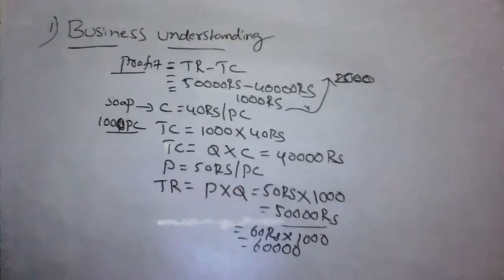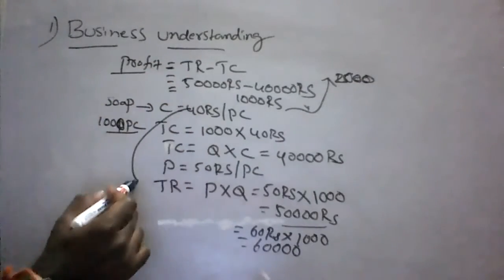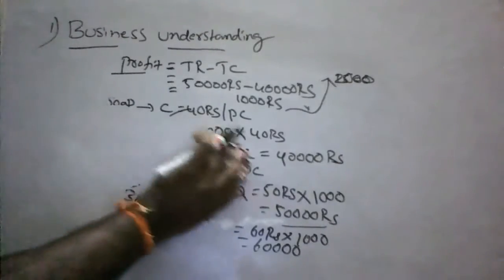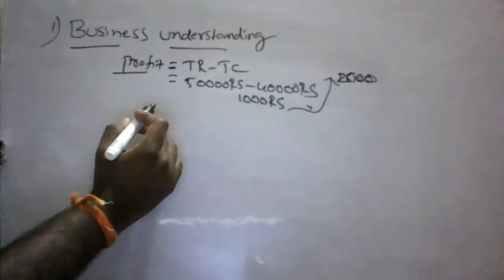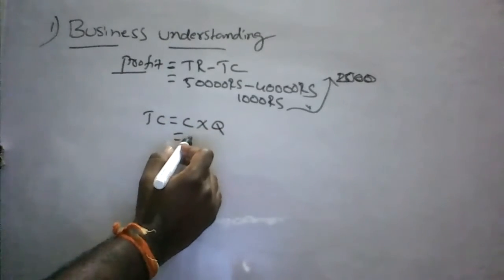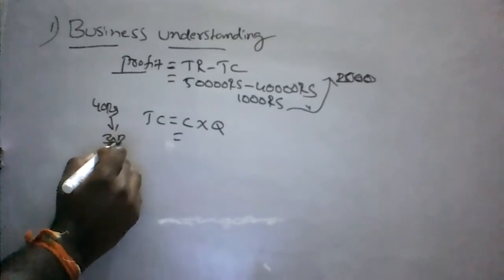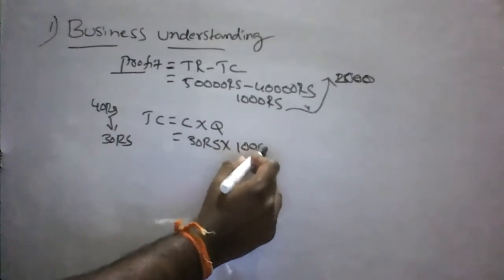I understood now. There is only one way. If I decrease the cost of production from 40 rupees to, say, 30 rupees, let me put it into the same formula. I am substituting the 30 rupees here in the same formula. The total cost is C into quantity. Since I have decreased my cost from 40 rupees to 30 rupees, that means 30 rupees into quantity, the same pieces I am going to produce.